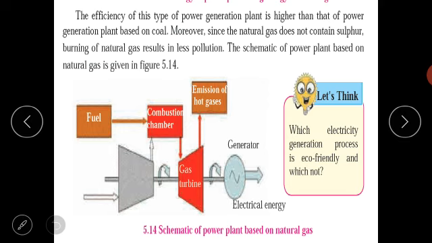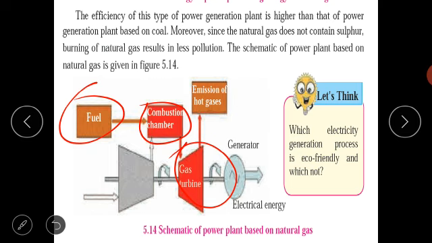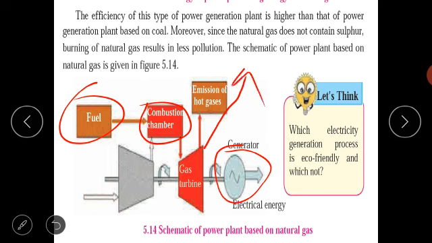Here is the flow chart of the power plant based on natural gas. Here we are using natural gas as fuel. We are burning or combusting the natural gas in the combustion chamber, and we are pressurizing the gas onto the gas turbine. We are rotating the turbine and generating electrical energy. There is an emission of gases through the turbine, and electricity is generated.